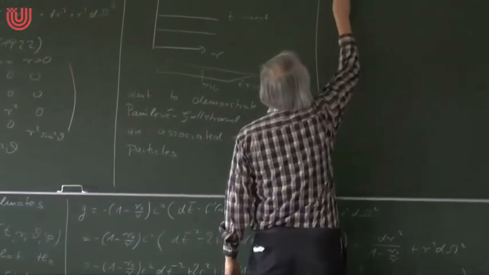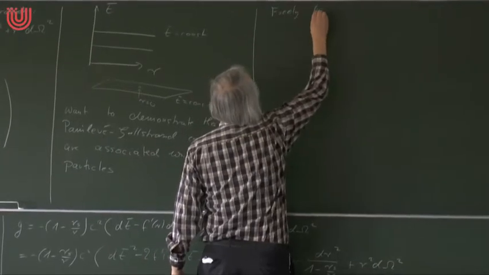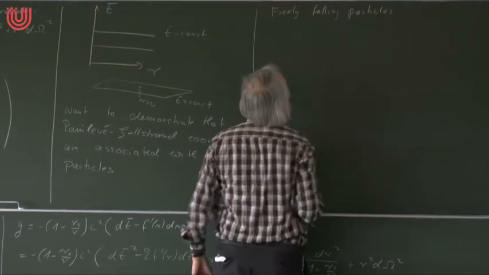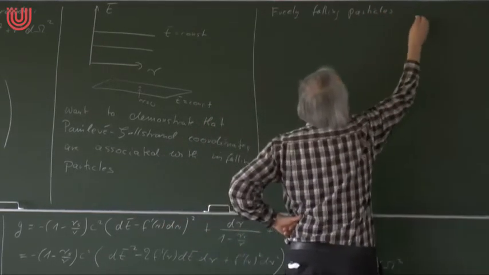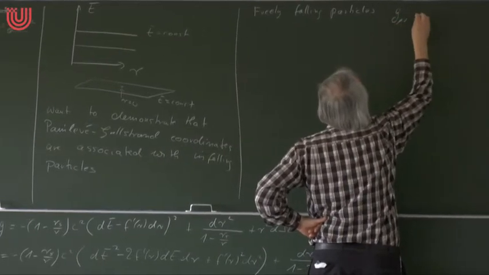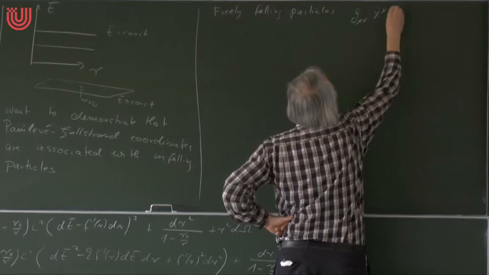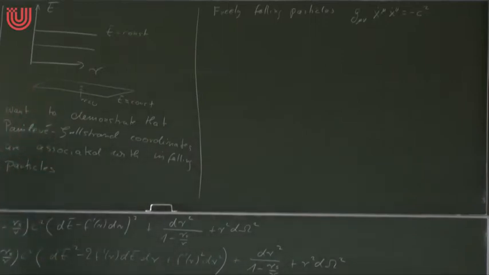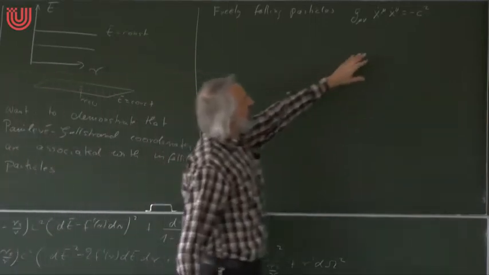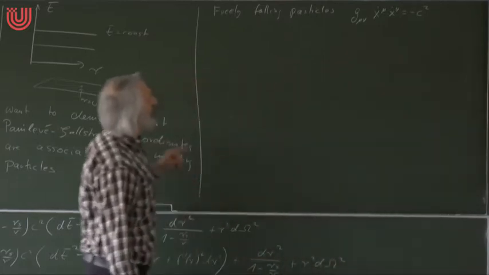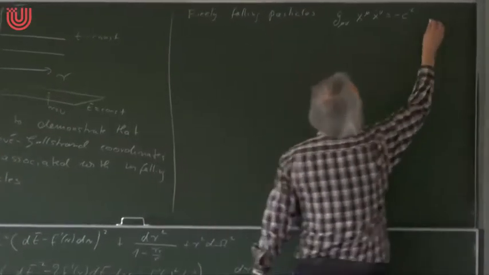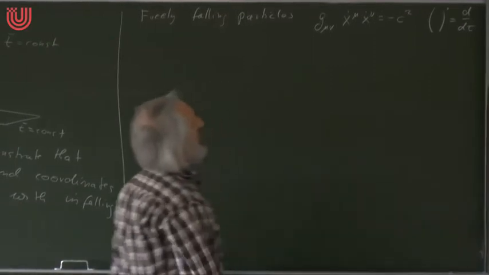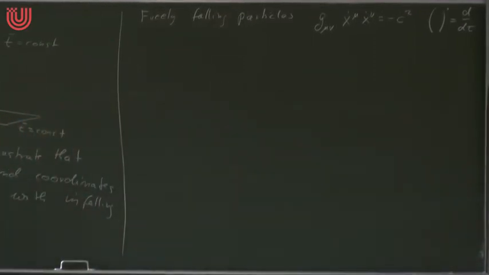So freely falling particles. Hope everybody remembers. They are characterized by the following equations. First of all, if we parameterize them with proper time, then they have to satisfy this equation. The dot means derivative with respect to the curve parameter. And if this equation holds, then the curve parameter is proper time. And we use proper time for particles. So the dot means d by d tau, derivative with respect to proper time. So that's the first equation which has to be satisfied.